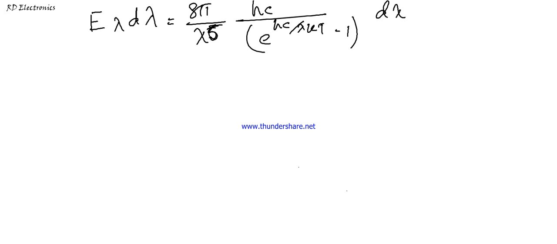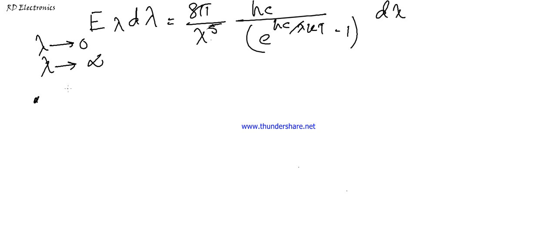This is the value of lambda to the power 5. Now, Planck's radiation formula reduces to Wien's formula when lambda tends to 0. Please note down, Planck's radiation formula is converted to Wien's formula when lambda tends to 0, and converted to the Rayleigh-Jeans formula when lambda tends to infinity.